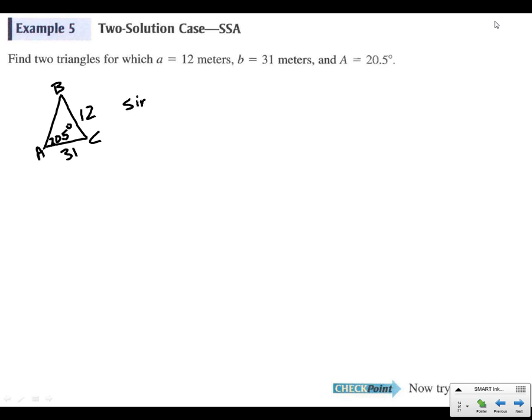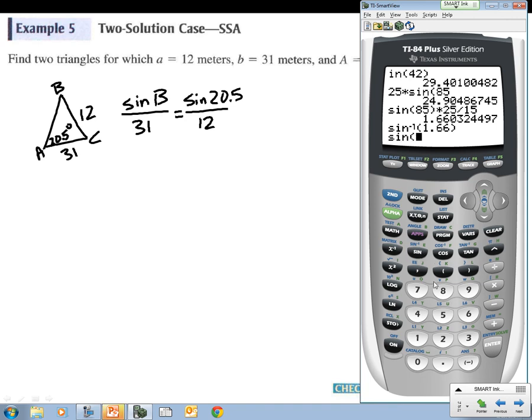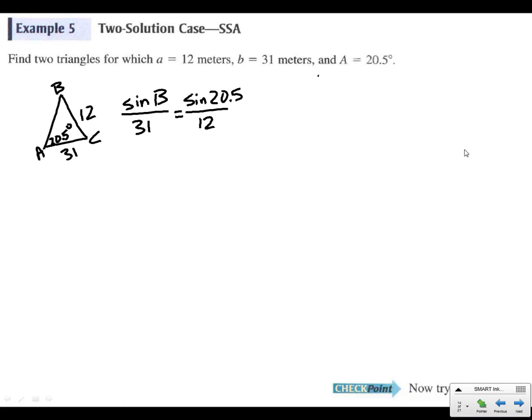All right, so let's go ahead and get started. We're going to figure out the sine of B over 31 is equal to the sine of 20.5 over 12. We'll plug this in, solve for B. Sine of 20.5 divided by 12. Nope, sorry. Times first. Times 31 divided by 12. And we'll do the inverse sine of that. And we get 64.8 degrees. Just going to round it to 1 decimal place here. So, B equals 64.8 degrees.